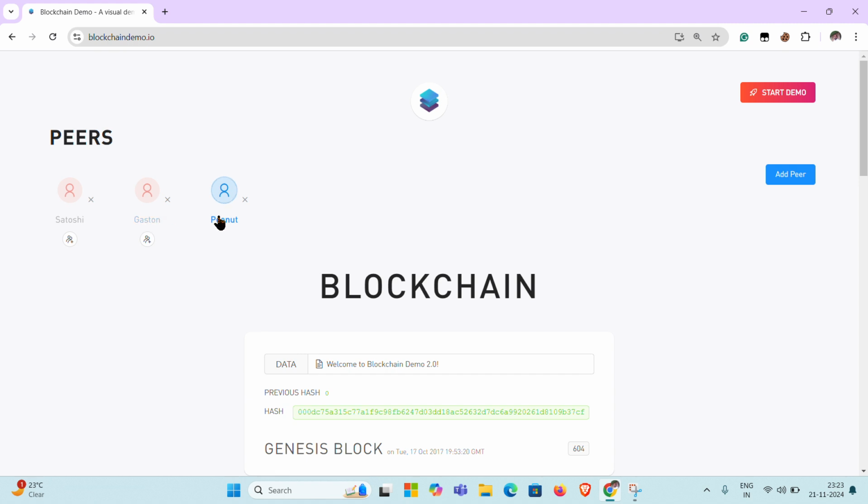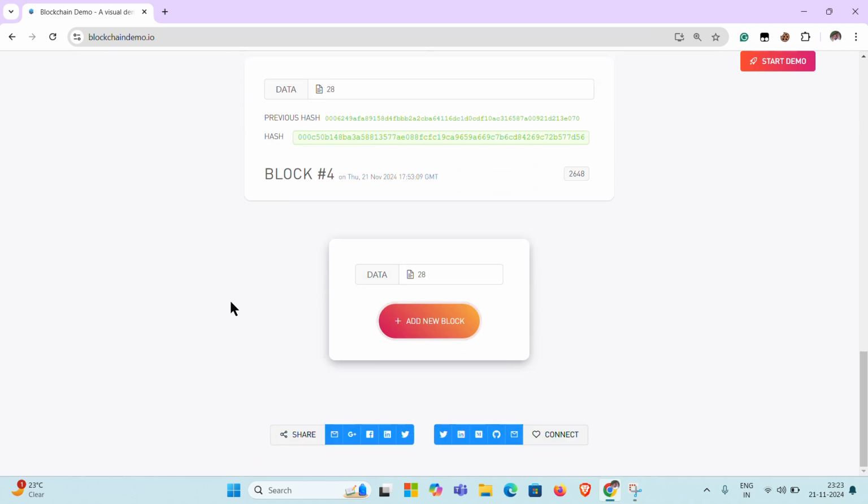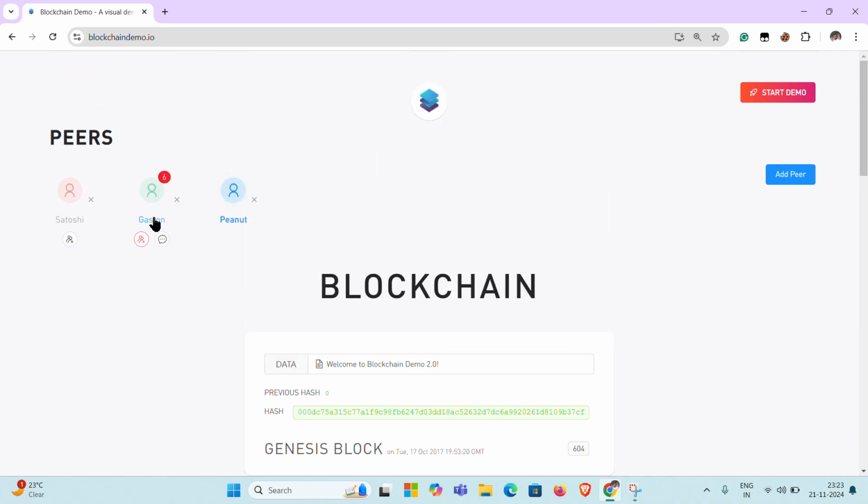When connecting Satoshi to the PNet, select this one and connect it to this one. Once the connection is established, now check how many blocks there are. Now we are connected.